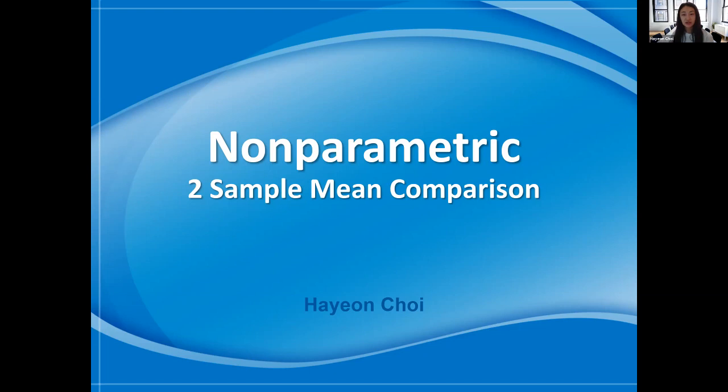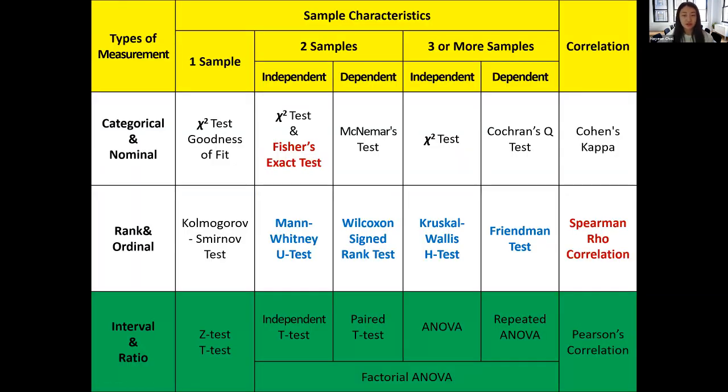I'll start now. Today we're going to be dealing with 2 non-parametric tests, which are the Wilcoxon signed rank test and the Mann-Whitney U-test. As mentioned by Sung last week, if we have 2 samples and if measurement types are rank or ordinal, then we can use the Mann-Whitney U-test or the Wilcoxon signed rank test. Then what is the difference between the 2 tests?